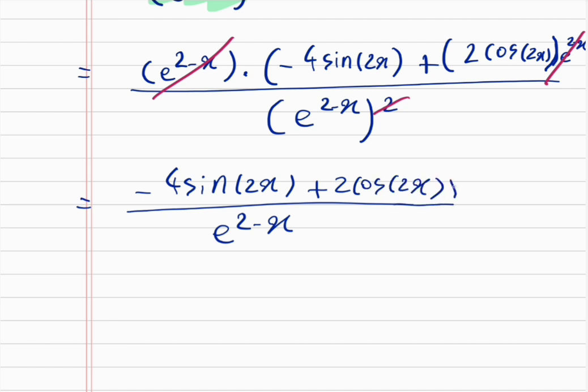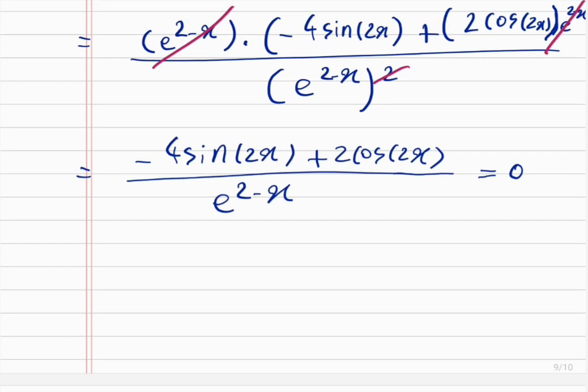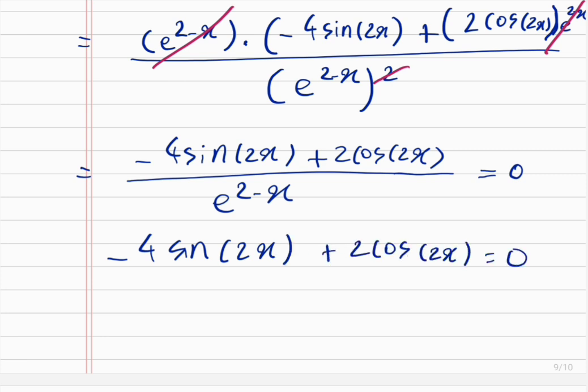Okay, this is a good point to stop and then set this basically to 0, because we want to find the stationary point. So when this is equal to 0, what's going to happen is that we can do a cross multiplication, and that cross multiplication helps us to get rid of the denominator. So we are just going to have minus 4 sine 2x plus 2 cos 2x is equal to 0.